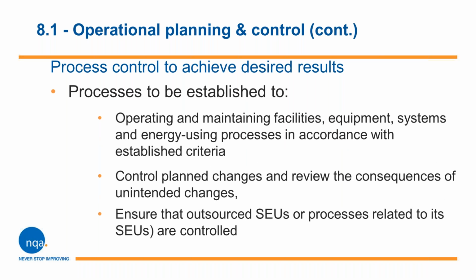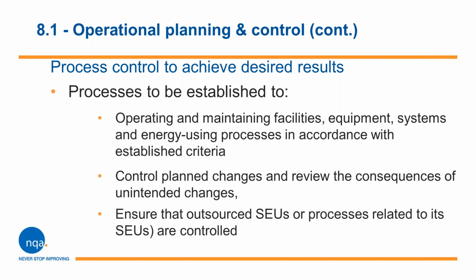So we need to establish processes to set up, if you like, operating criteria for how we run things, how we maintain facilities, equipment, systems, how we plan changes. So if we're going to change things, if we're going to look at putting a new process in, or if we're going to run something new through the oven, how do we go about that to make sure that we're doing that in as energy efficient a way as we can?